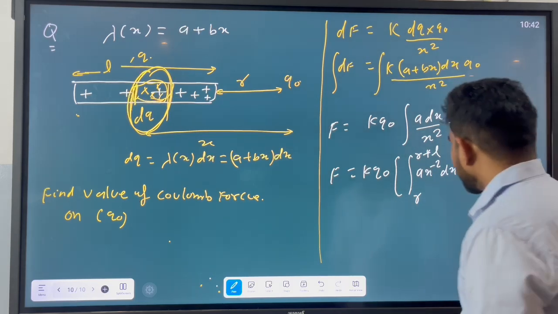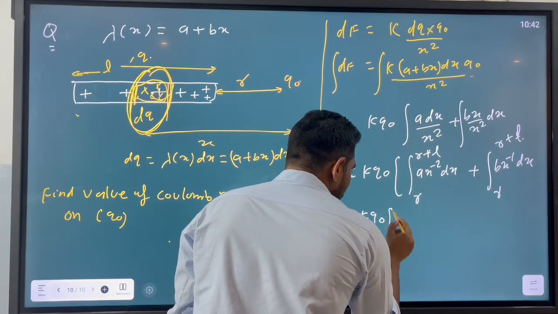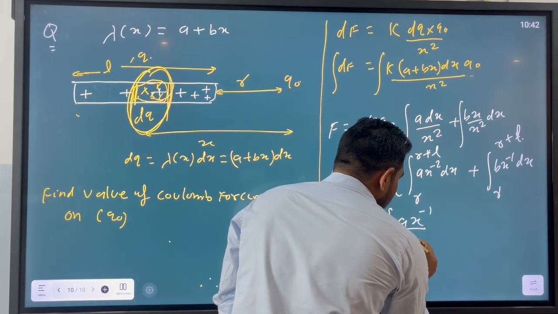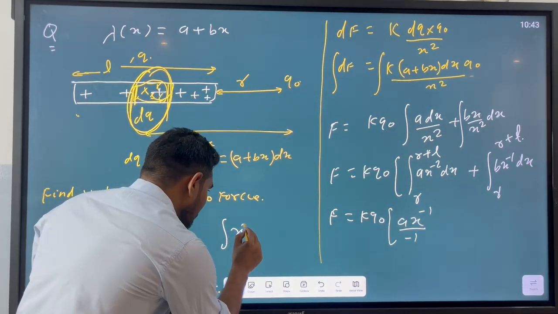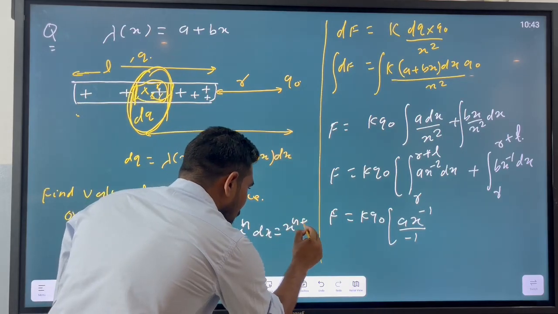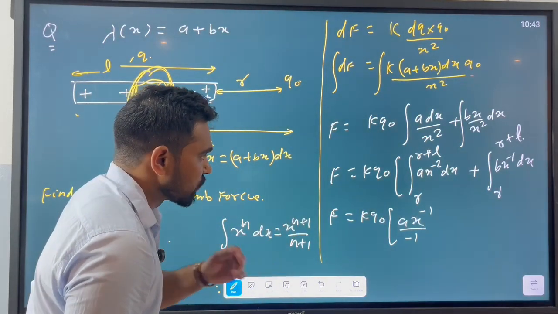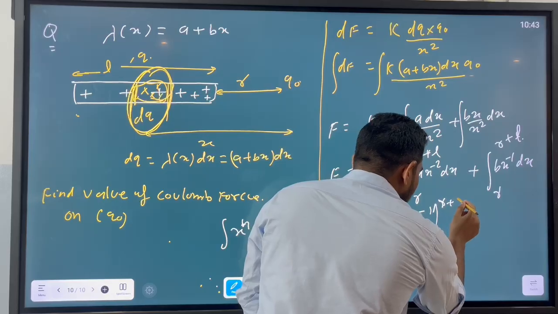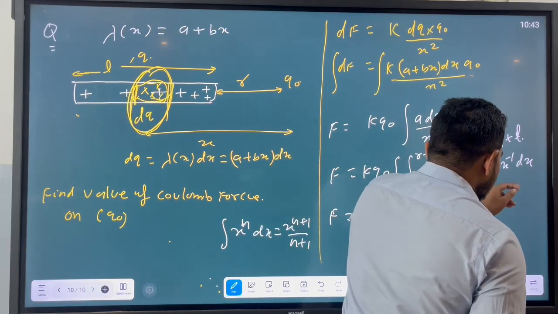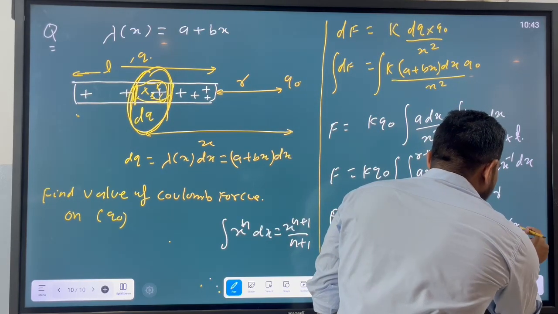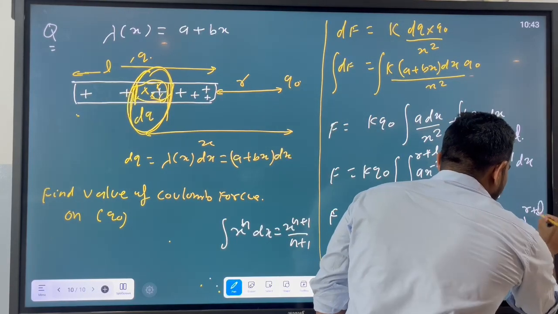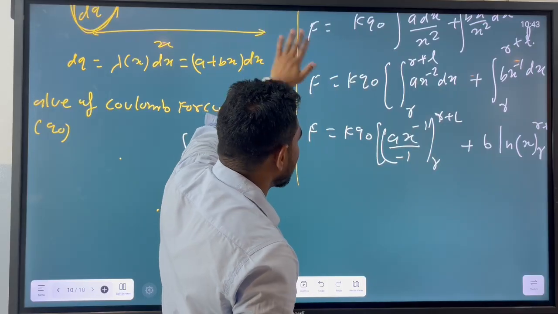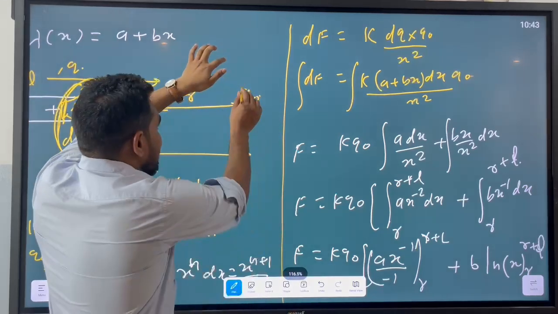So F equals k times q naught times the bracket: a times x power minus 1 divided by minus 1, because the integration formula of x power n dx equals x power n plus 1 divided by n plus 1, with limits from r to r plus L. Similarly, the integration gives b ln x with limits r plus L. Put in the limits to get the value of the Coulomb force on point charge q naught in the given situation.